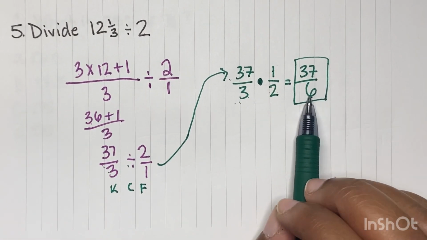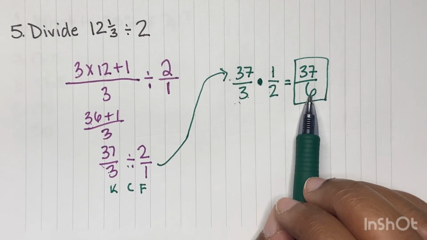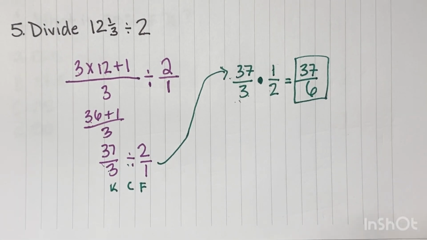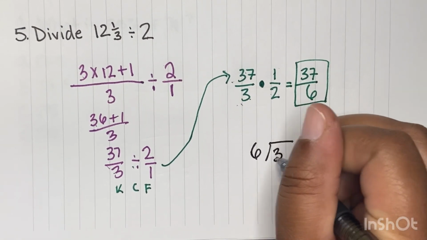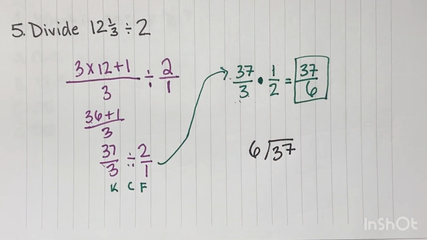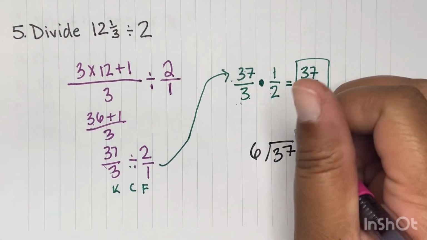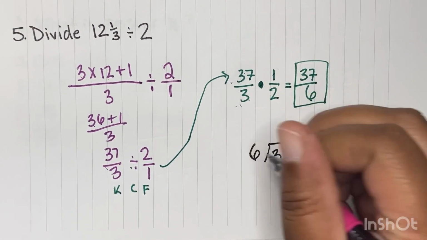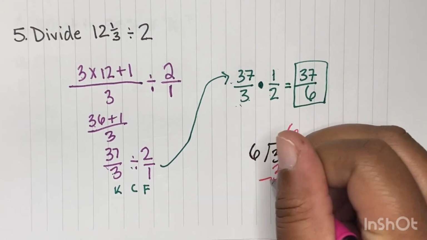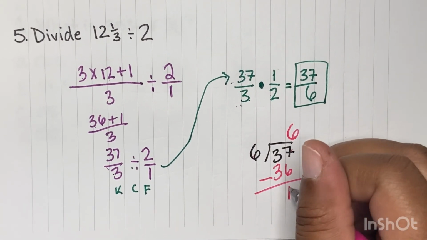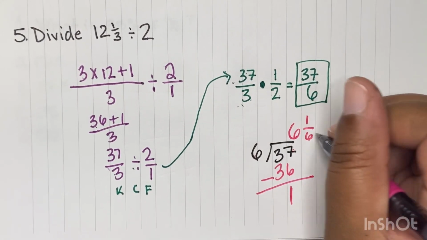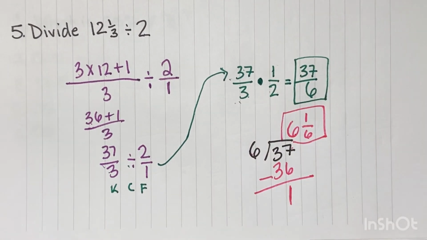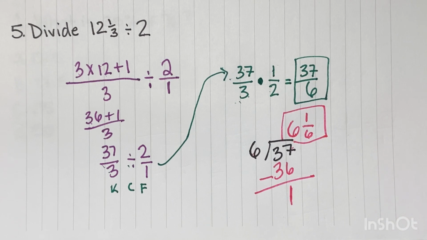Okay. Now I'm going to change this improper fraction to a mixed number. So 37 divided by 6. How many 6s can fit into 37? Hopefully you're saying 6. 6 times 6 gets us 36. And 37 minus 36 is 1. So we have 1 over 6. So it's 6 and 1/6 is our answer.